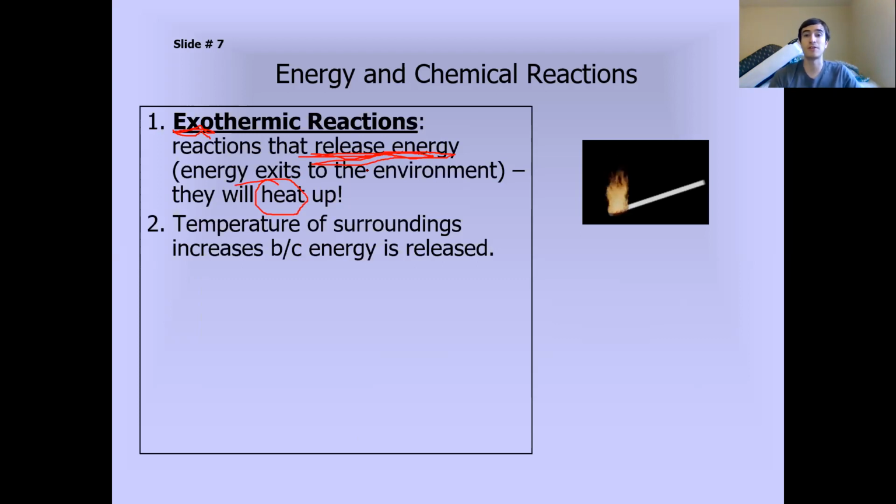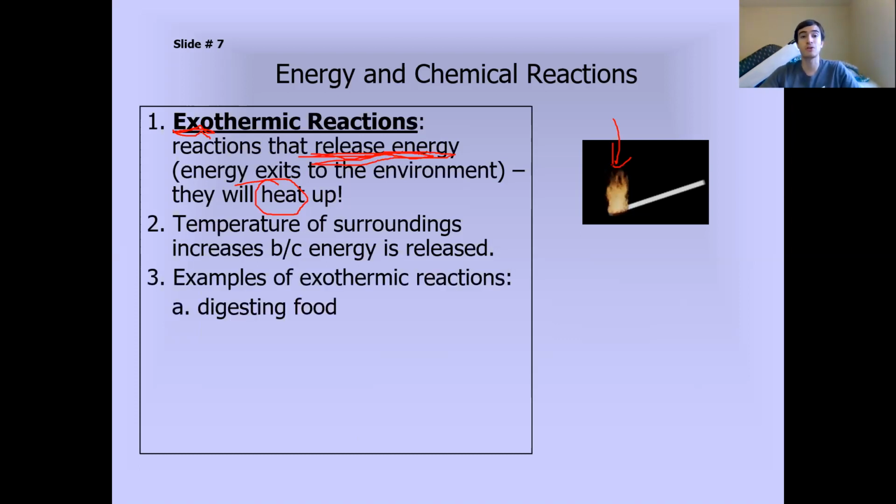Because of the energy given off from the reaction, the surrounding area will get heated up because that energy will increase the heat of the atmosphere around it. So like the fire that we were talking about, like on this little matchstick guy right here, or the little hand warmers that you squish up, those are very exothermic reactions. They give off a lot of heat.